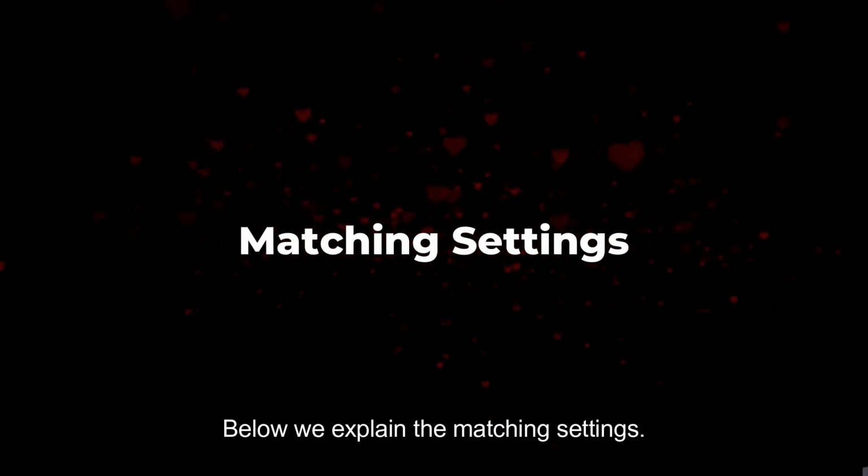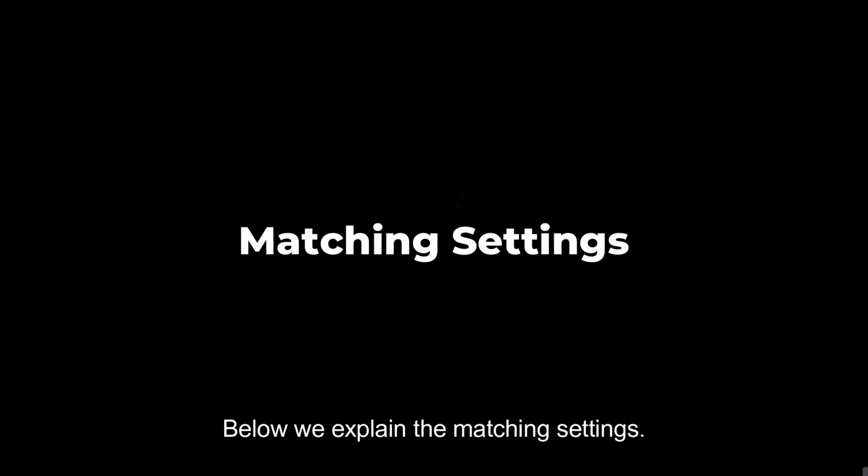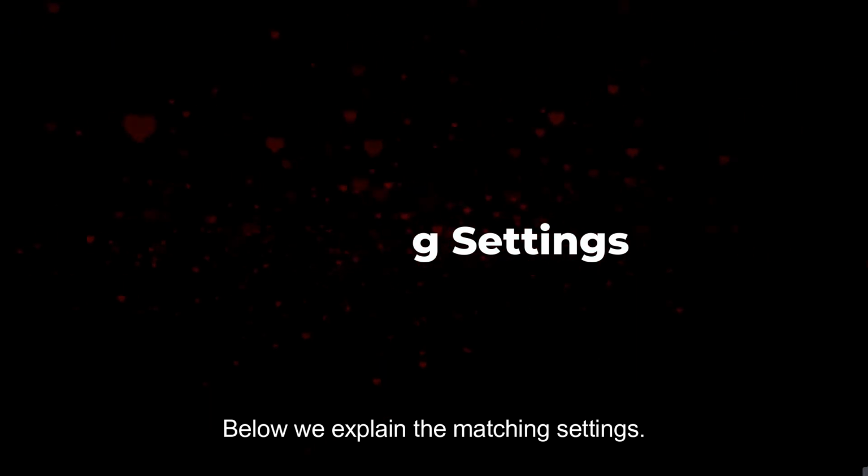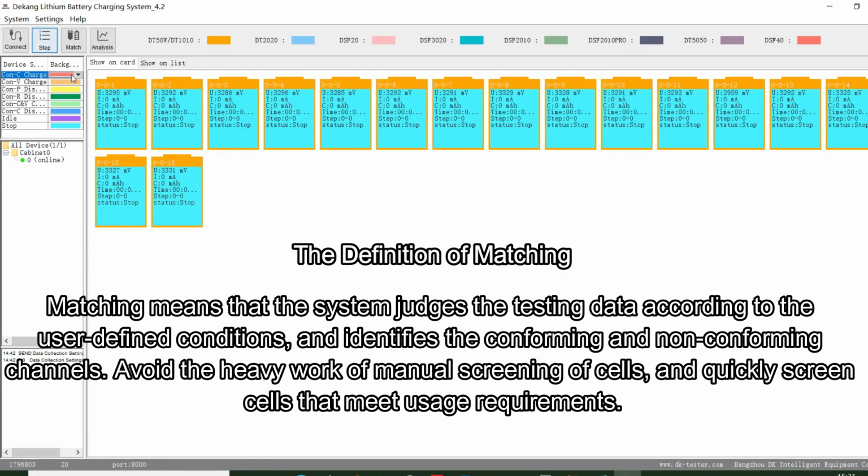Below we explain the matching settings. Matching means that the system judges the testing data according to the user-defined conditions and identifies the conforming and non-conforming channels. Avoid the heavy work of manual screening of cells and quickly screen cells that meet usage requirements.